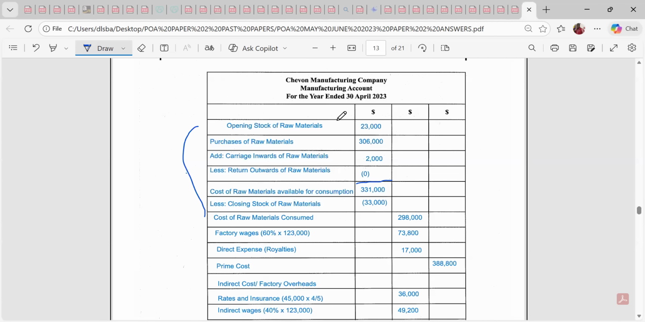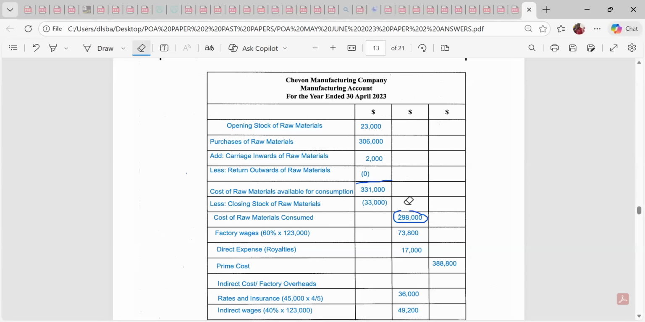Instead of opening stock, it's opening stock of raw materials. You add it to your purchases of raw materials, add carriage inwards on raw materials, less returns outwards on raw materials. Normally that will give you the cost of goods available for sale, but in manufacturing accounts, it is the cost of raw materials available for consumption or available for use. Then you minus the closing stock, and that will give you the cost of raw materials used or consumed, just like the cost of goods sold. So this will be your direct materials. You'll just add that to your direct wages and your direct expenses, and that will give you the total direct cost, also known as the total prime cost.